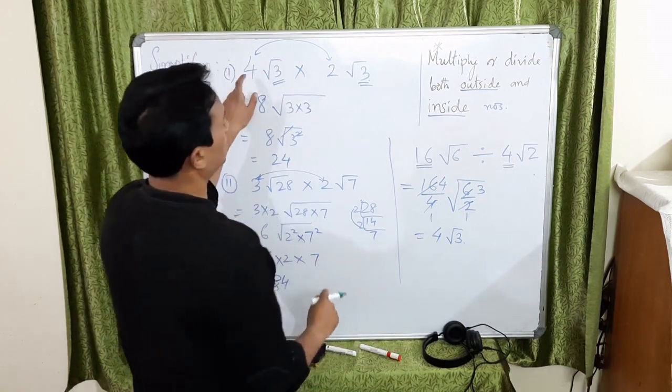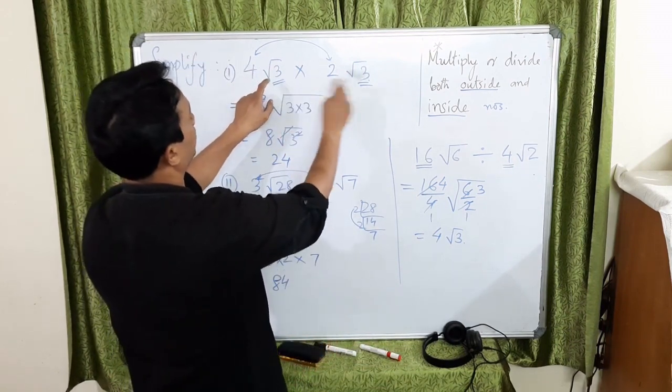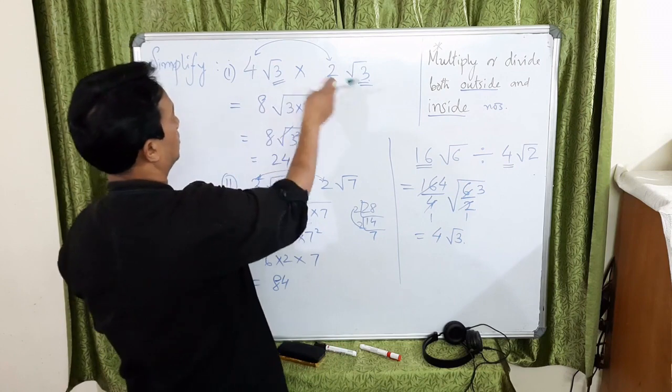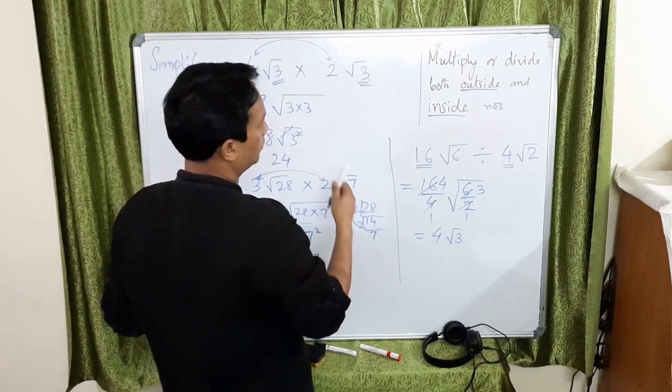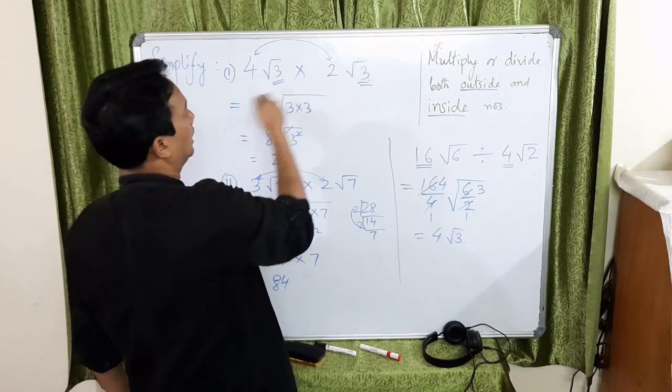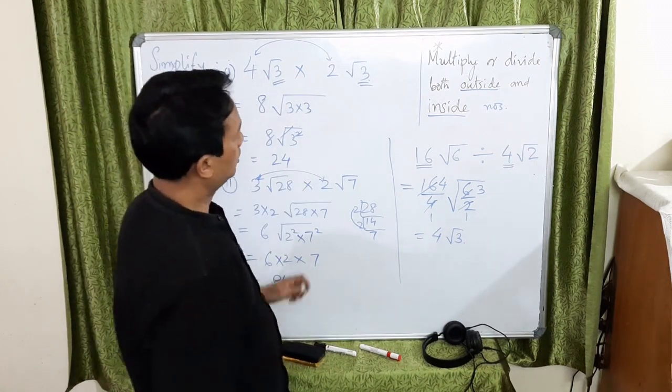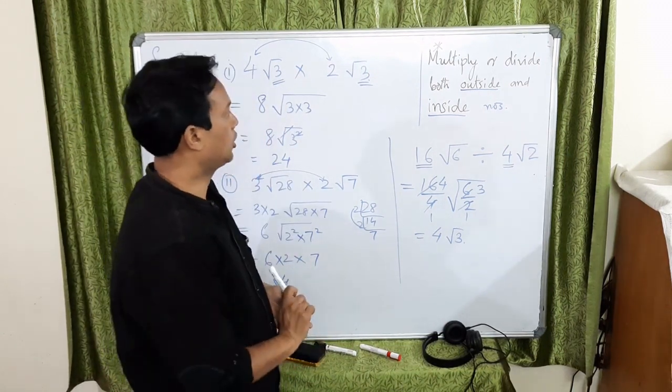Remember, for multiplication, we don't have to worry whether it's like or unlike. We'll multiply outside and inside. But if it is addition or subtraction, we have to remember it should be like, and add only outside, or subtract outside only, not inside.